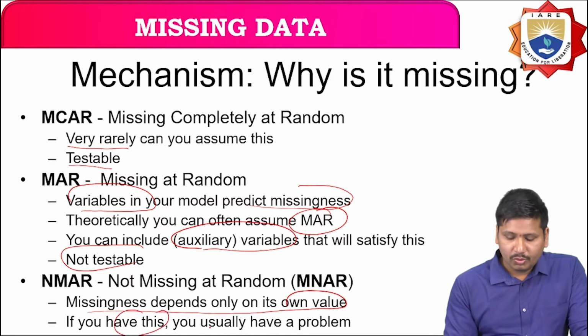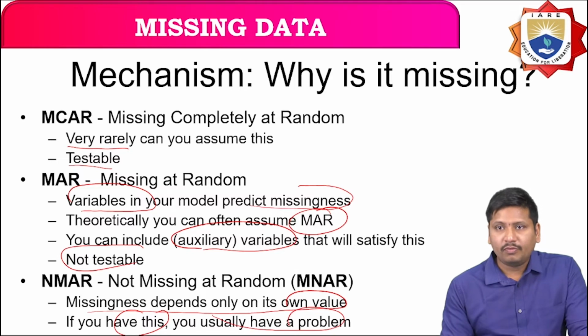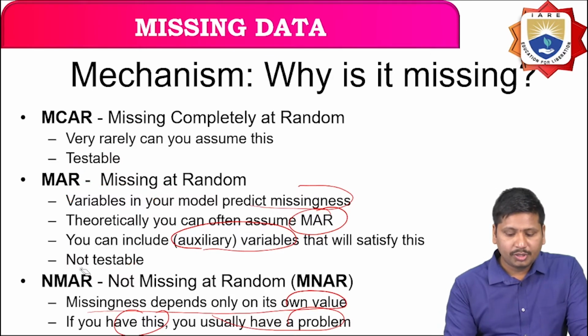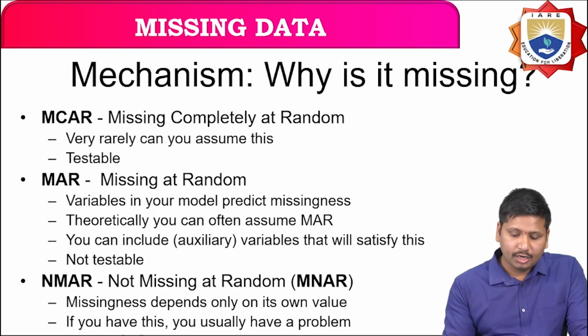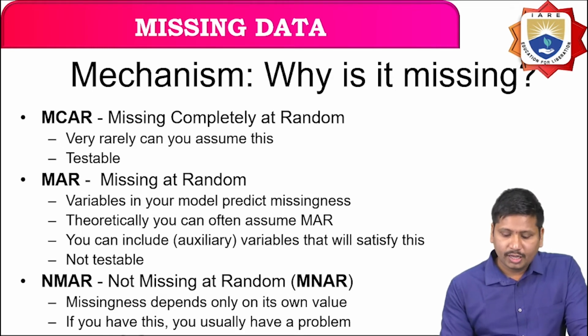If you have this, what will happen then? Usually you have a problem in these not missing at random cases, right? So these are the methods that are available for handling the missing data. MCAR, missing completely at random: here we identify the very rare cases of missing completely at random. The values that are taken out should be tested thoroughly, and then you fill them in for the missing data.